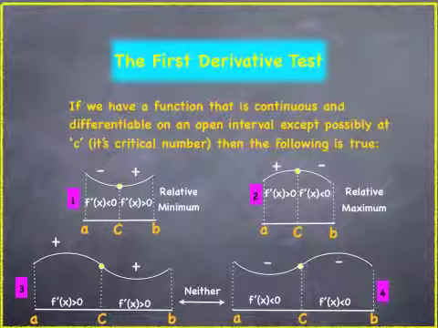Now, in items 3 and 4, the situation is such that to the left and right of our critical number, they're the same. In other words, we go from positive to positive for our first derivative, or in item 4, from negative to negative. And in both those situations, we conclude that we have neither a relative minimum nor a relative maximum.